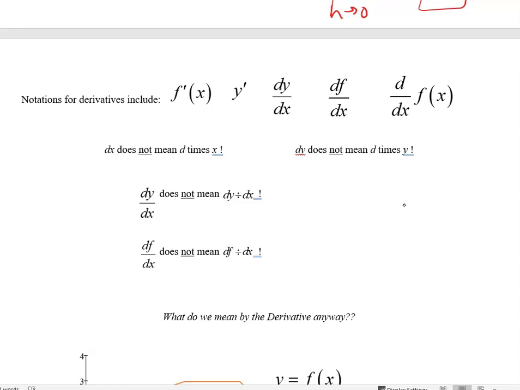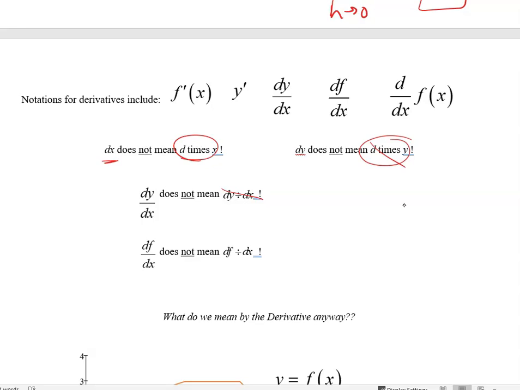dy dx is another type of notation. That means the derivative of y with respect to x. Note that dx does not mean multiplication, so be careful with your thinking on that. dy does not mean d times y, so be careful with your thinking on that. We would read this as the derivative of y with respect to x. It does not mean division when we write it this way.